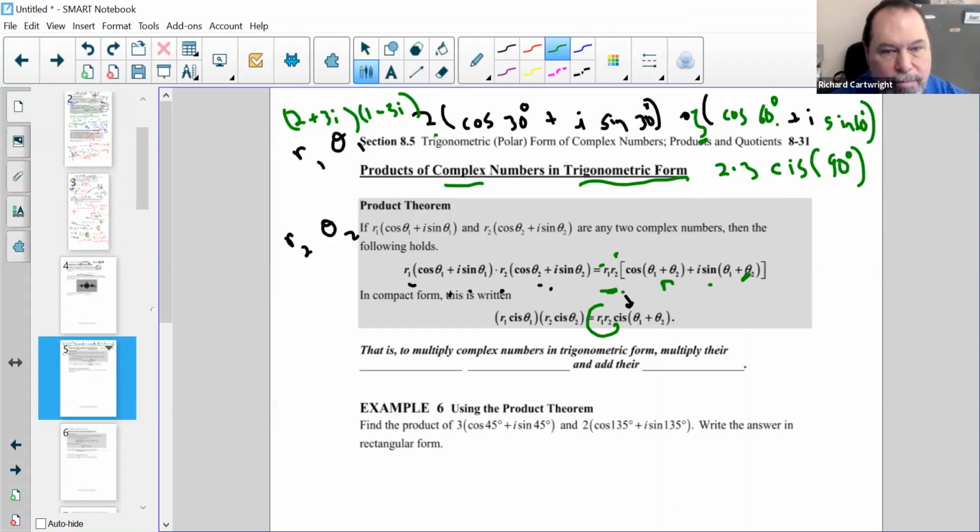And does it give us anything else up there? Let's see, we multiply the complex numbers. Well, I just said that. We're multiplying their r's and we add their angles. Multiply their R1 and R2. I'll just do that.